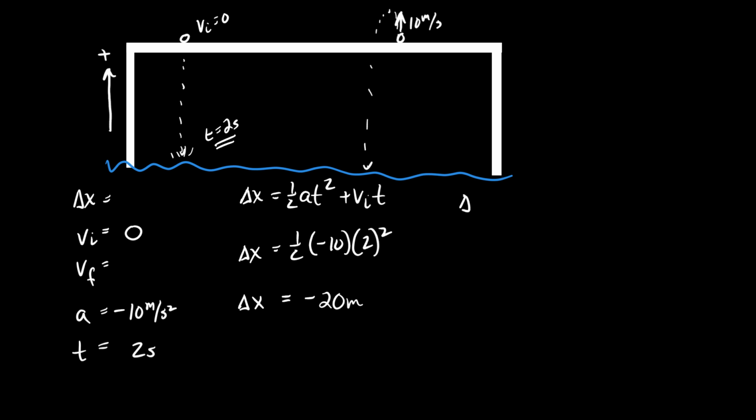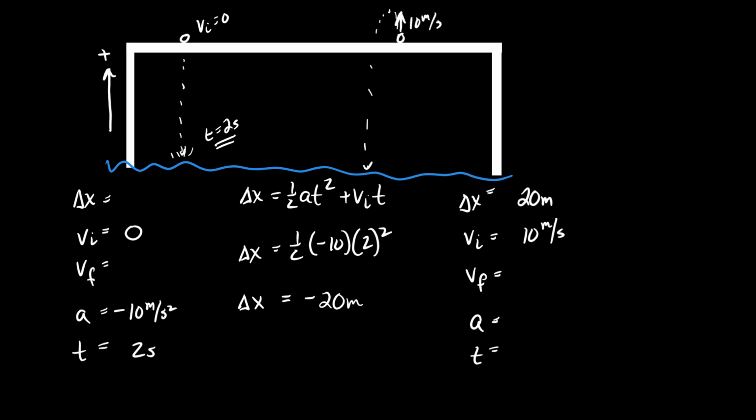Well, delta x, v initial, v final, a, and t. Do we know the displacement of the rock? 20 meters. 20 meters, that's right. It will land 20 meters below us. Do we know the initial velocity of the rock? 10. If we throw the rock upwards at 10 meters per second, do we know the final velocity of the rock? Do we know how fast it hits the water?